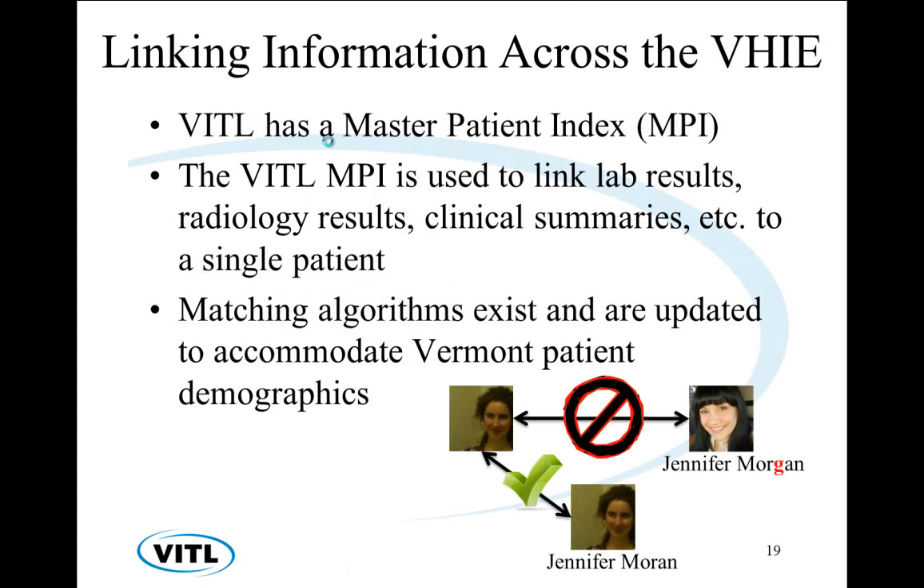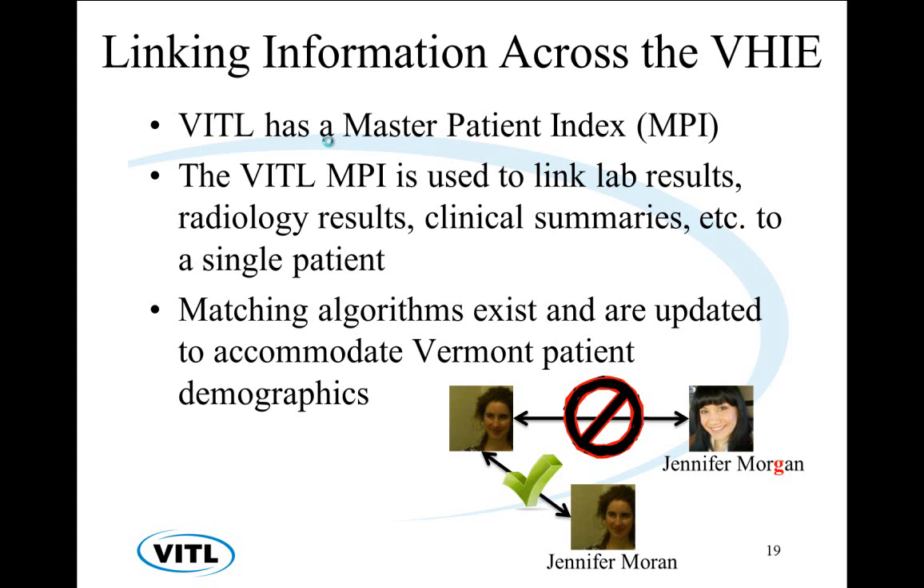So one of the last things that I wanted to go over before going through future functionality is, okay, we've built the VHIE, we have all of these different types of connections, and what do we do? How do we link information across the VHIE? So we have patient demographics coming, we have lab results, radiology results, clinical summaries, everything is flowing in and out of the VHIE. How do we link it all together and make sure it links back to a patient?